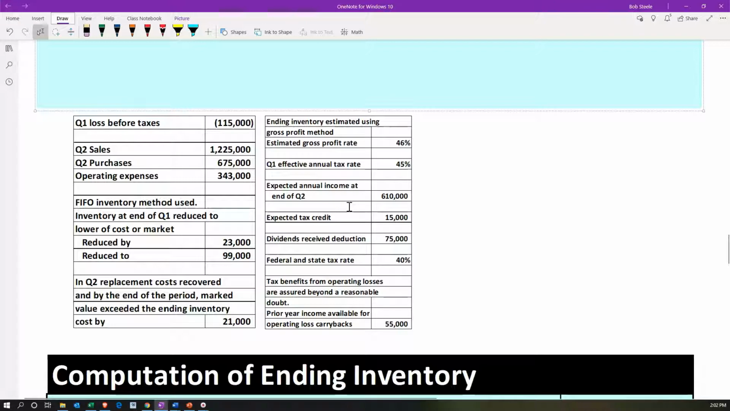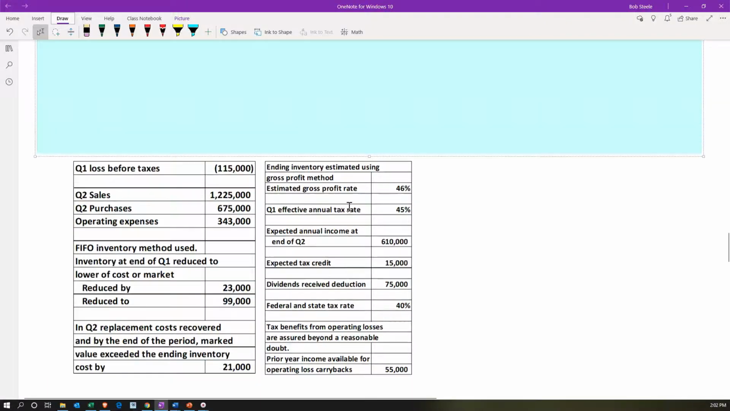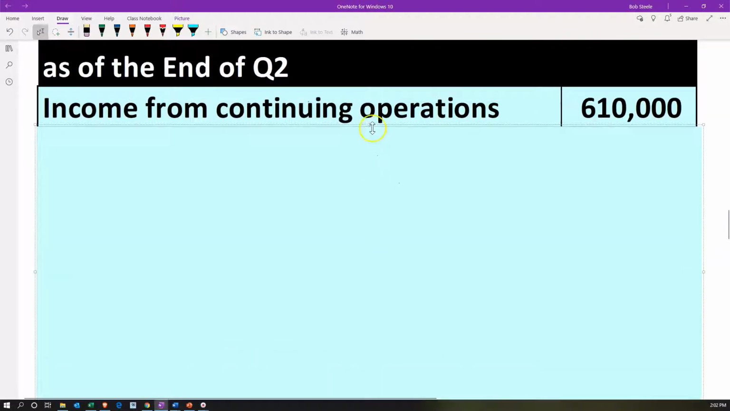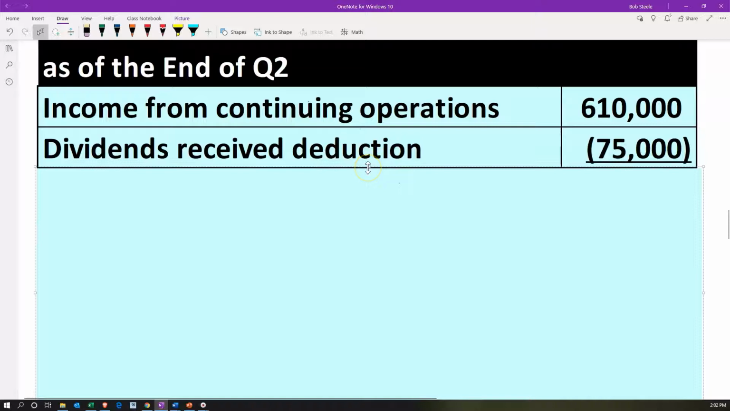So this is the expected annual net income at the end of Q2. It's an annual income, 12 months that we're expecting, and we're estimating as of the current time frame, which is currently the second quarter. And then we're gonna start there.